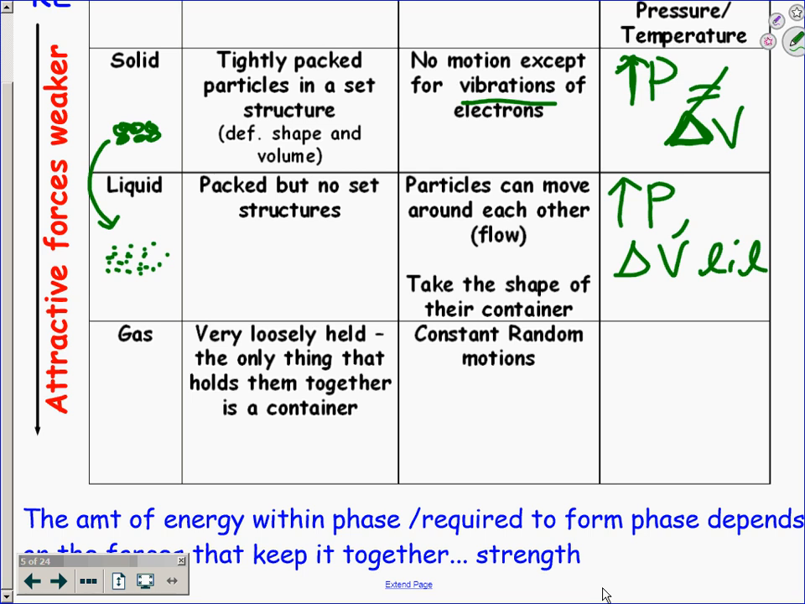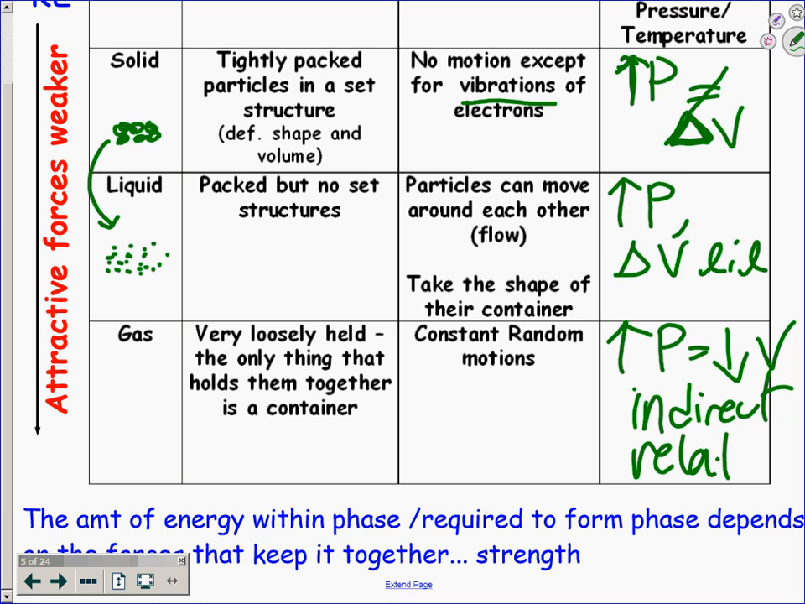Crunch it together. Okay, what happened to volume? Everybody, what happened to volume? It didn't go away because we're not magicians, but it decreased, right? So what we have to know now is that increasing pressure will decrease volume. This is what kind of relationship? Is this a direct or an indirect relationship? Indirect relationship. And this is only for a gas.